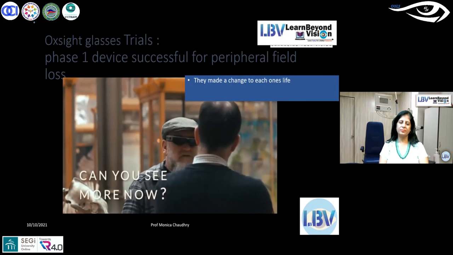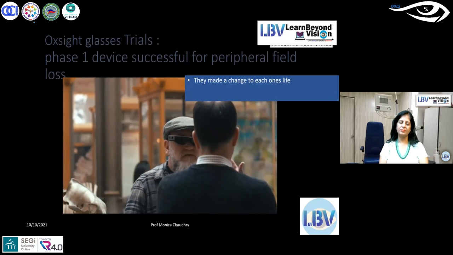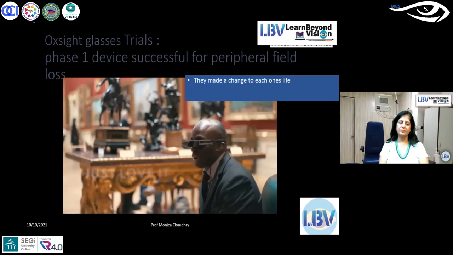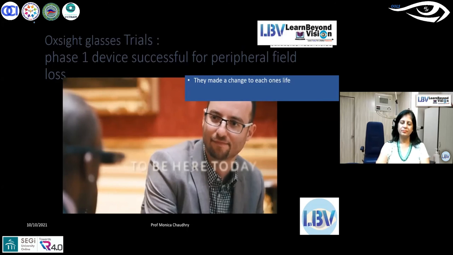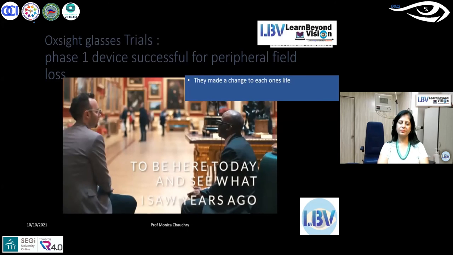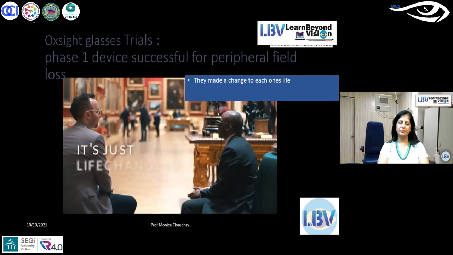Can you see more now in this colour mode than you can normally? Oh, definitely. I just love it. It's amazing. To be here today and see what I saw years ago is just life-changing.